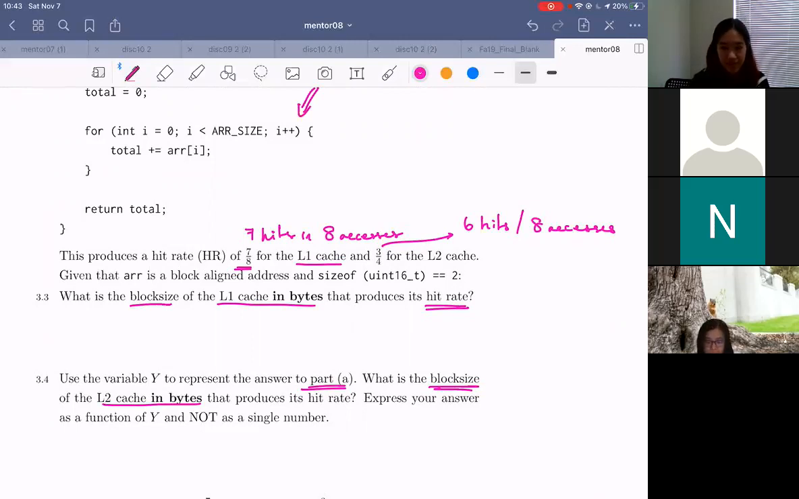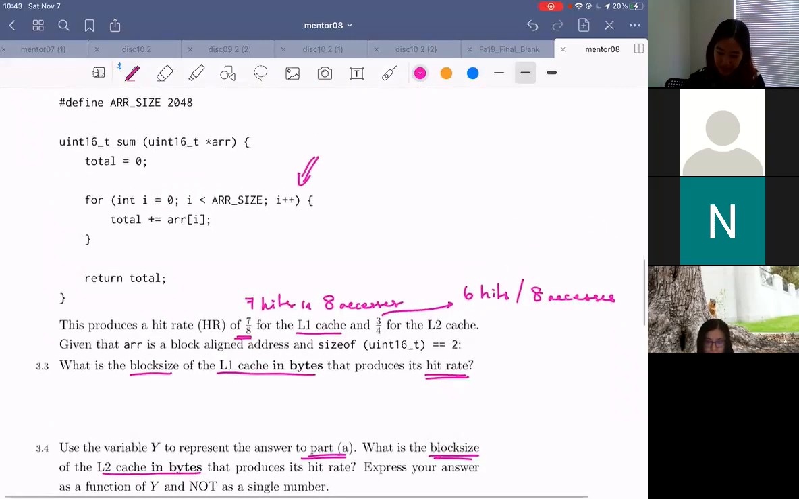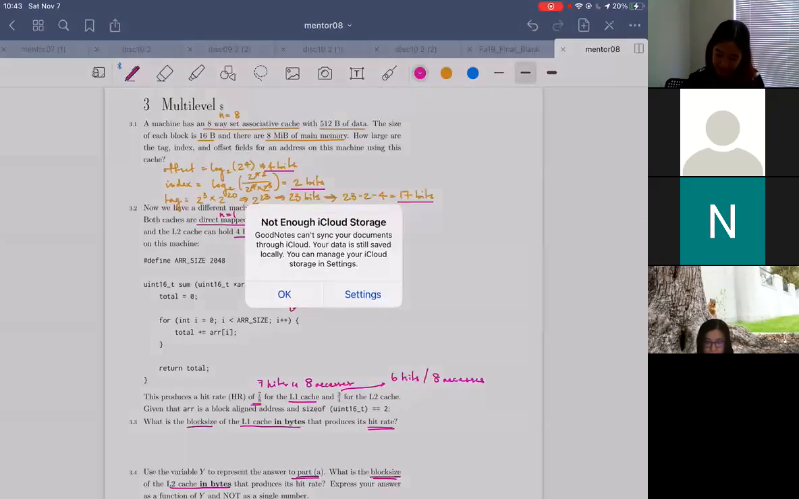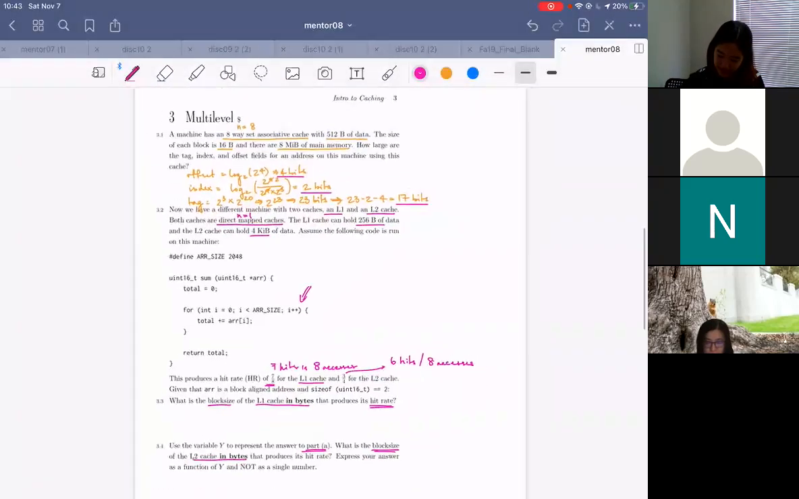Okay. So I'm going to zoom out just a little bit so you guys can see.